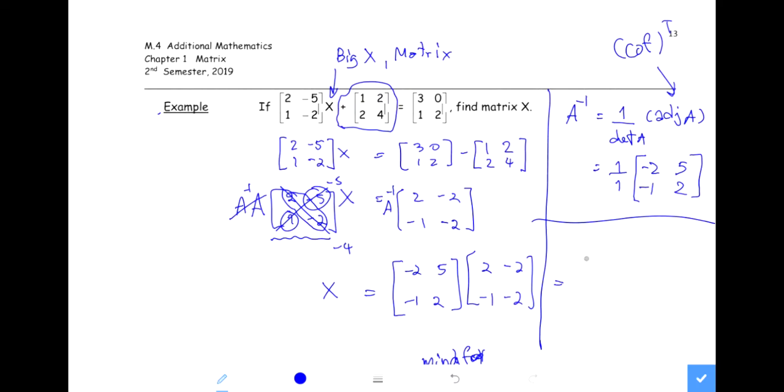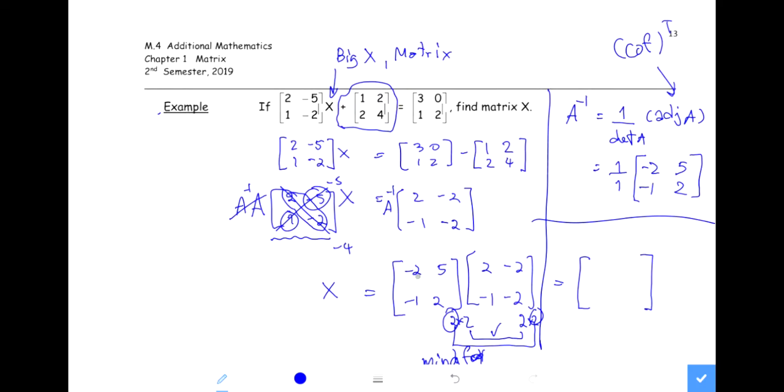Okay, let's find the answers. This one is 2 by 2. This one is 2 by 2, right? The two inner numbers are equal, so when the numbers are equal, then you can multiply them. You can multiply the two matrices, and the result will come out with dimensions of 2 by 2. So 2 by 2, you will have 4 members. Okay, so let's do it.